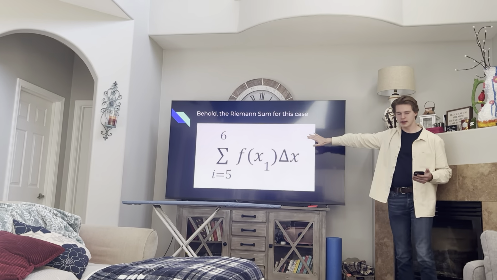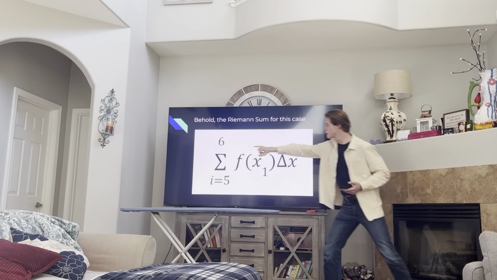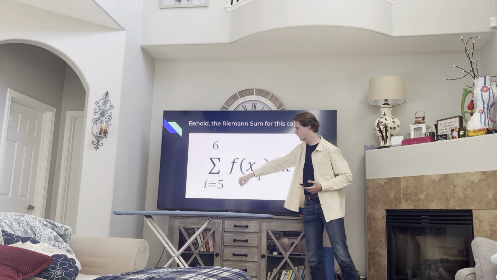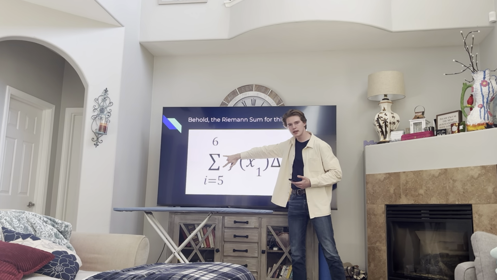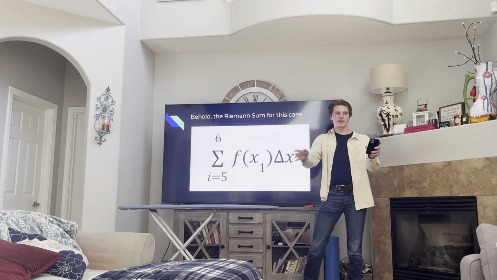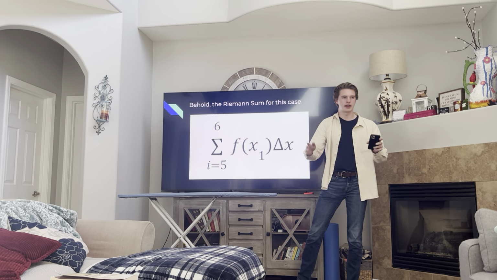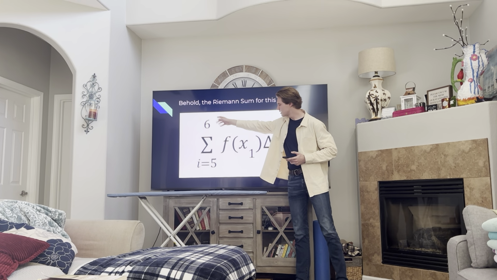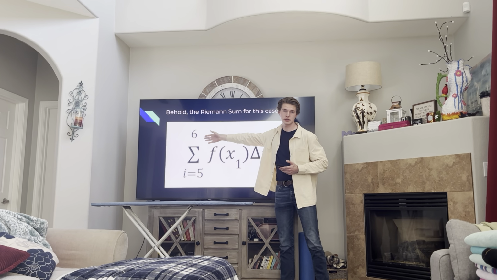Okay, this looks scary. It's not, okay? Let's start with the scary one. That's a capital sigma. It means summation. It is a fancy plus sign, okay? The number on top, 6, that's the number of rectangles, okay?